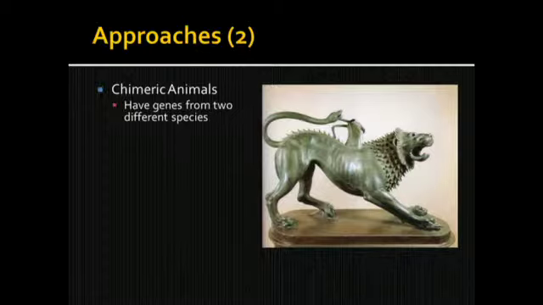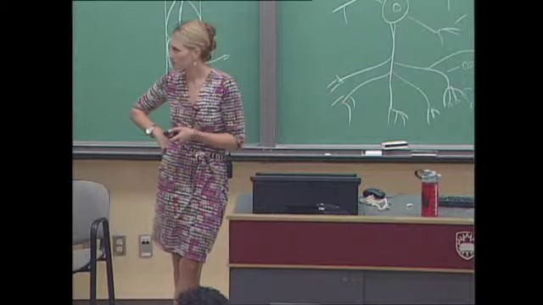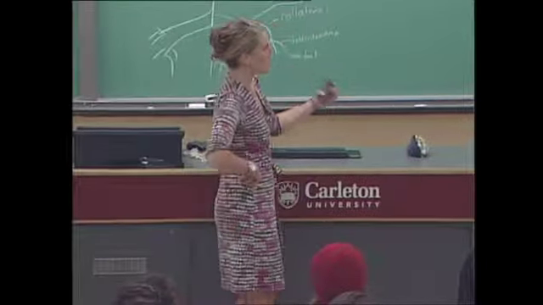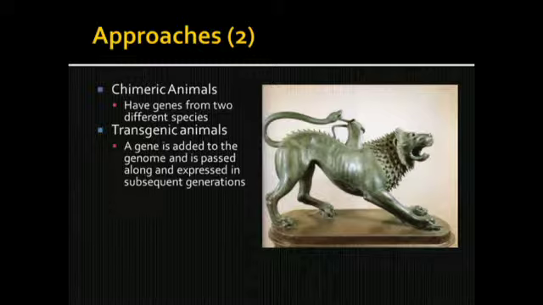You can breed monkeys with chickens. No, you can't. I'm kidding. Transgenic animals have a gene that's added to the genome and passed along and expressed in subsequent generations. So if that particular organism doesn't normally have that gene, you can put it into that animal. That's called transgenic, and have that animal express that gene and pass it on to future generations.